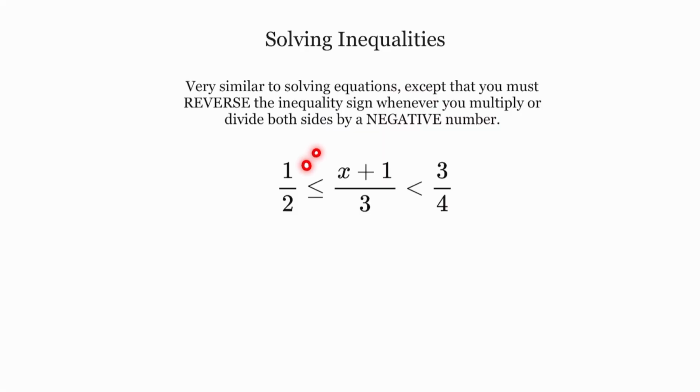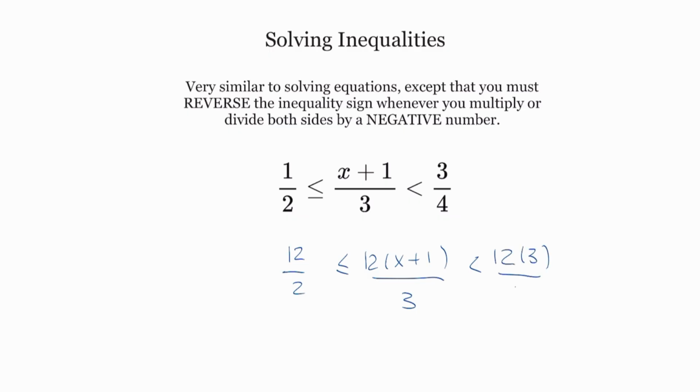All right, moving on to this example. Here we want to get rid of the fraction. So essentially we multiply by the common denominator, which is 12. So we multiply all the terms by 12, as you can see here. Now we can simplify this: 12 divided by 2, 12 divided by 3, and 12 divided by 4.